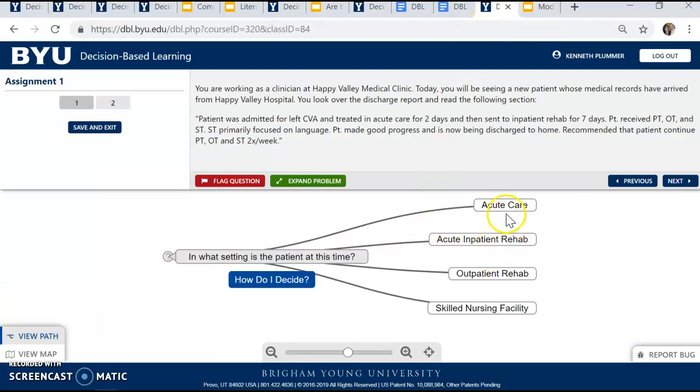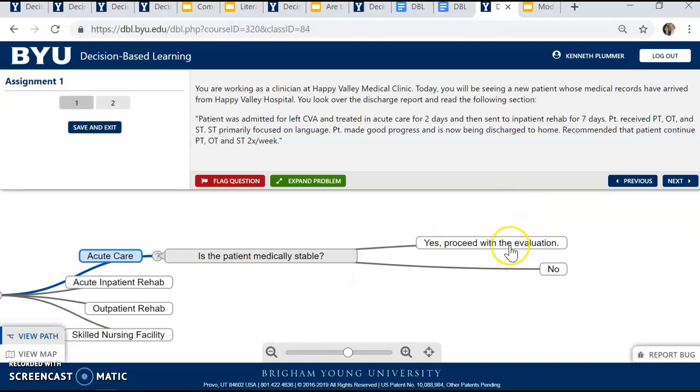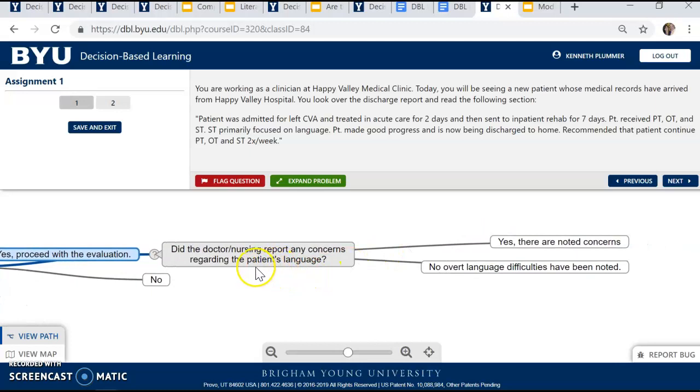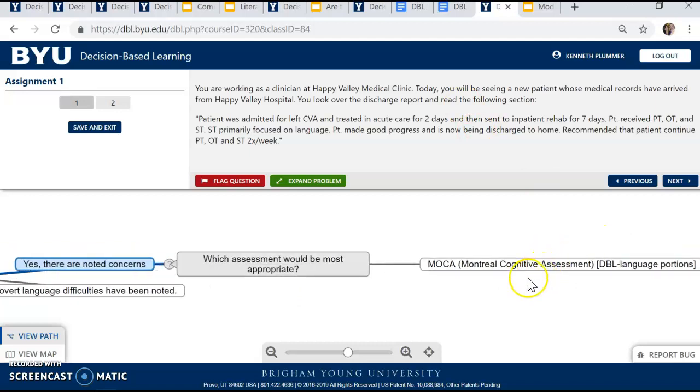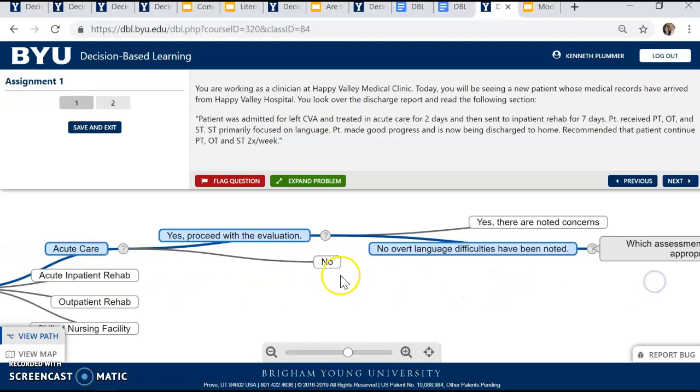And so we're probably going to go acute care. Is the patient medically stable? So we'll proceed with the evaluation. Did the doctor or nursing report any concerns regarding the patient's language? We would note that if that was the case, and we continue to work our way through the model.